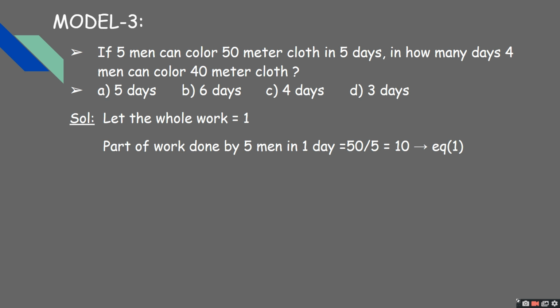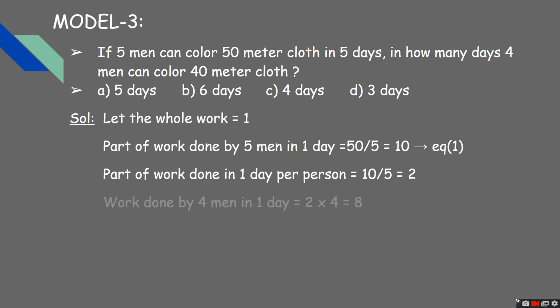Here in the question, the quantity of work is mentioned, that is 50 meters. So the work done in 1 day by 5 men is 50 by 5, which gives 10. The part of the work done in 1 day per person is 10 by 5, which gives 2. Here we have to find how many days are required to color 40-meter cloth by 4 men. Now we know that the part of work done in 1 day per person is 2.